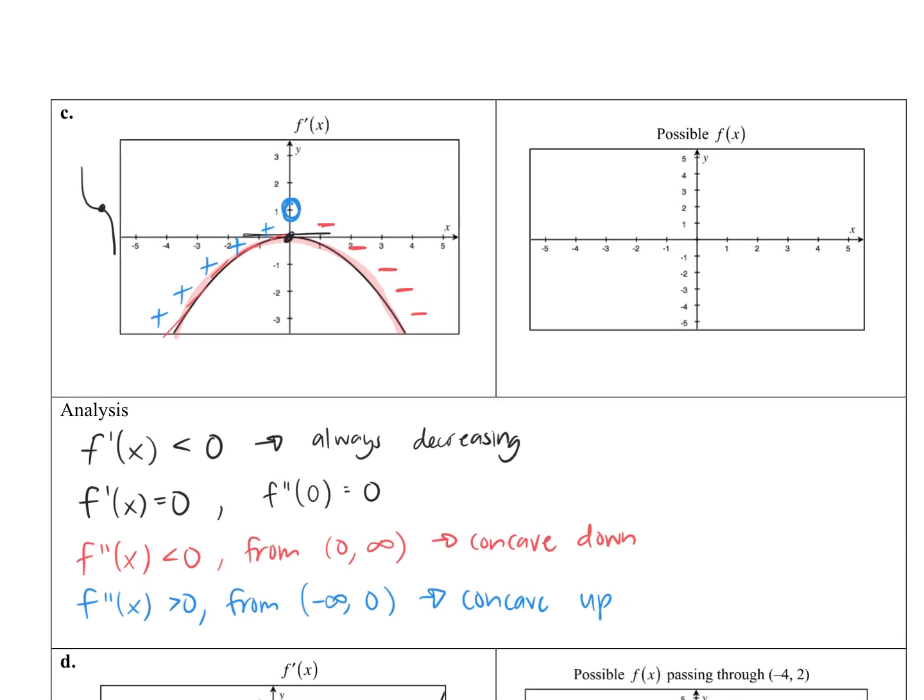So now I need a rough sketch of what this picture would look like. I always start with the increasing and decreasing. I know that this is always decreasing. So if I start, I know that it's always going down. So that's so far a possible option, but is it going to fulfill the rest of those things that we need to have happen? It's concave up on the left side because it's negative infinity to 0, and it's concave down on the right side.